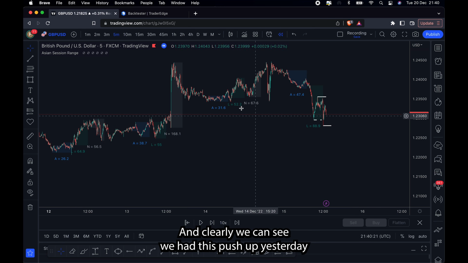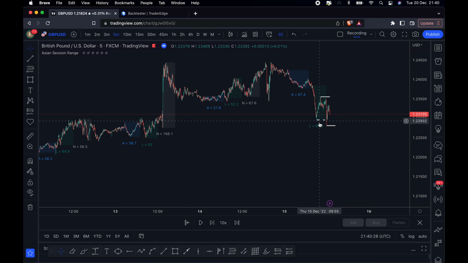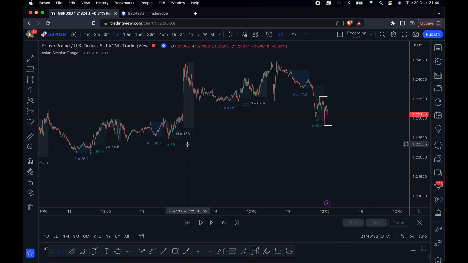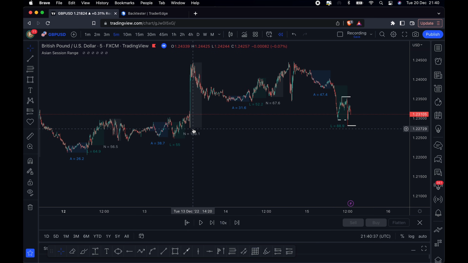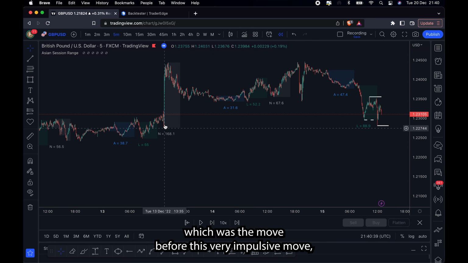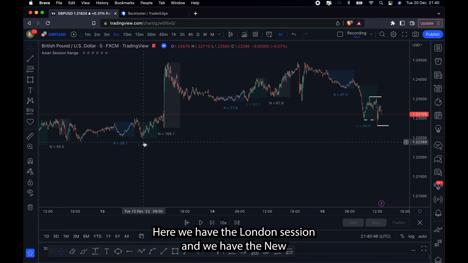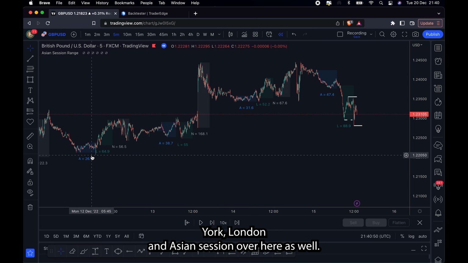And clearly we can see we had this push up yesterday, and then we've been pushing down since Asian session to the London session, and now we're saying, okay, so in terms of liquidity, what do we have to the left? Very clearly we can see we have New York session low here, which was the move before this very impulsive move, which shows that there's a lot of liquidity resting below this point here. We have the London session, and we have the New York, London, and Asian session over here as well.